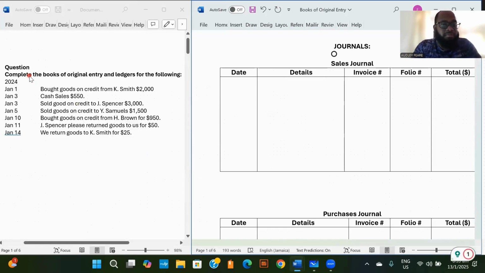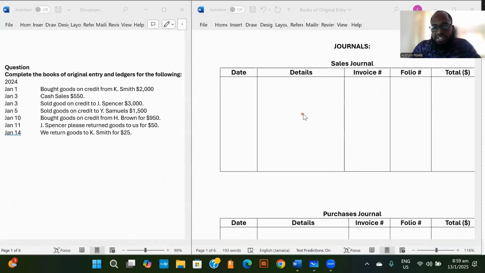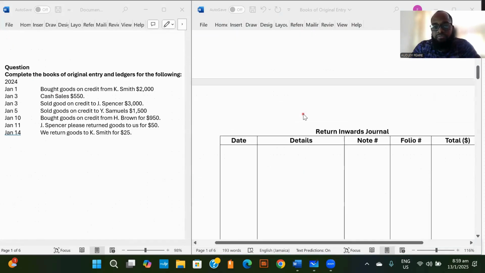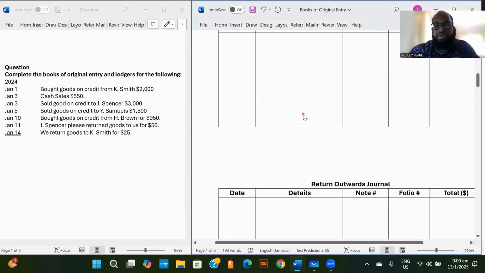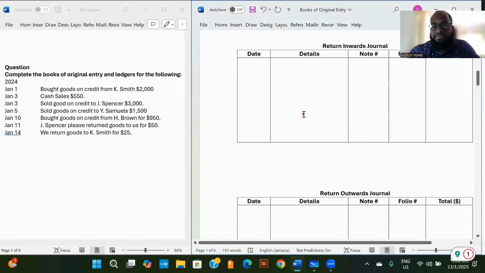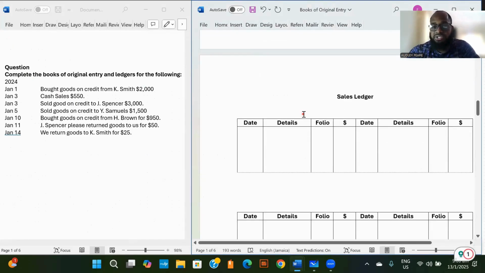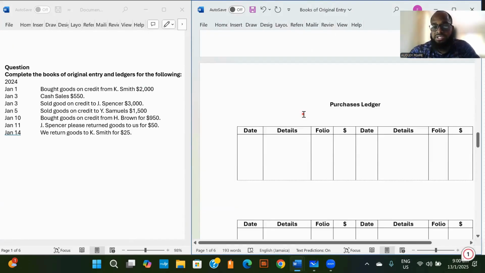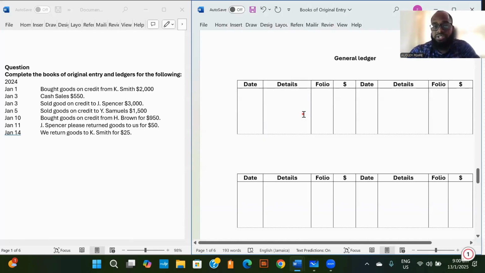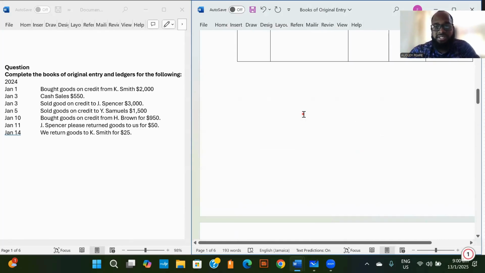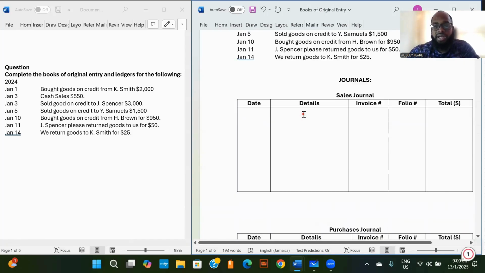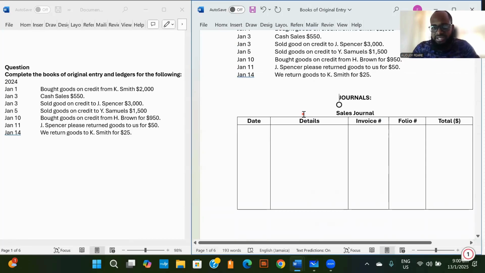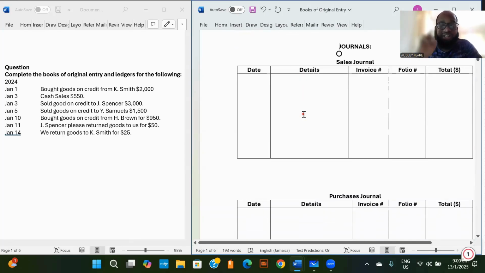So this says we should complete the books of original entry. And we have the date here. So let's look at the journal. So we have sales journal, purchases journal, return inwards journal, and we have return outwards journal. And then we'll have the ledgers. So we have the sales ledger, and we have the purchases ledger, and lastly, the general ledger. Let's start first with sales. All right. So we are not concerned about the cash sales or the cash purchases now, because what we're going to do is actually the credit transactions.